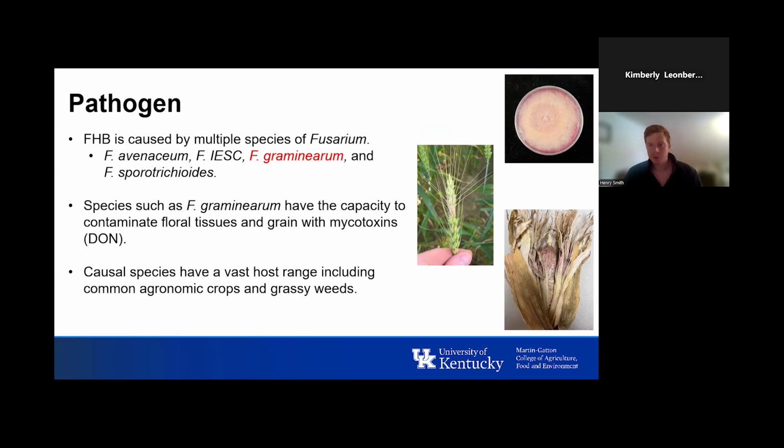Hemp grain is now approved for equine and poultry consumption here in Kentucky, but research still needs to be done to understand the extent of the mycotoxin contamination in hemp grain and how it might affect our livestock. And another thing about Fusarium graminearum: it has a very vast host range, including common agronomic crops like I just mentioned, wheat and corn, and also grassy weeds such as orchard grass, panicum, and Elymus species are all hosts for Fusarium graminearum.